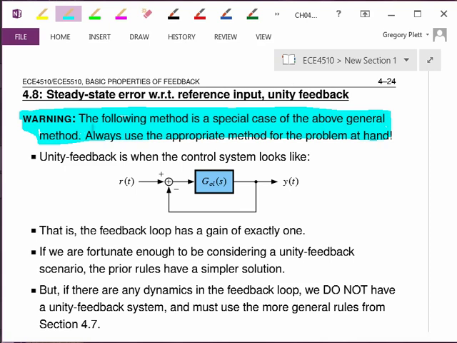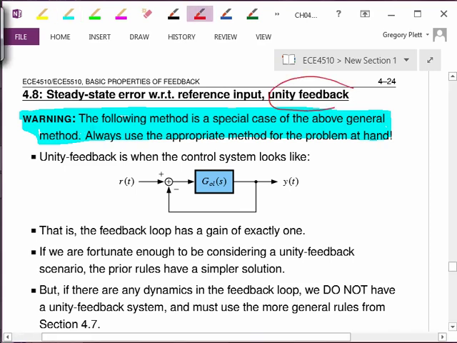So we always have to check, does this method apply? If it does, great. It's easier, use it. If it does not apply, then you need to go back and use the method from section 4.7. This method is going to apply for the configuration that is known as unity feedback.